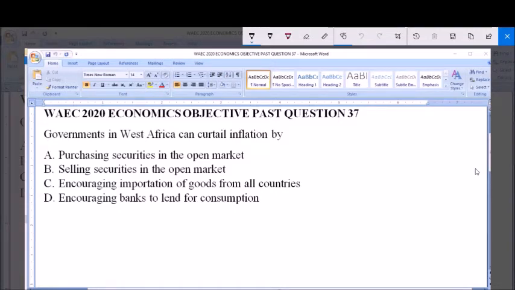Governments in West Africa can curtail inflation by A. purchasing securities in the open market, B. selling securities in the open market, C. encouraging importation of goods from all countries, D. encouraging banks to lend for consumption.